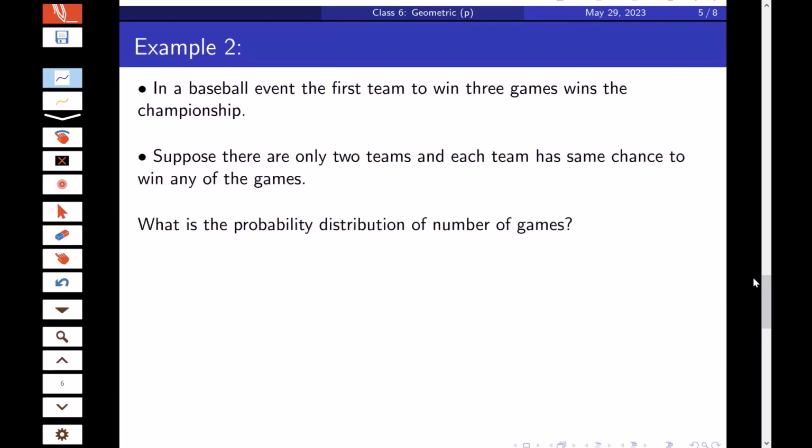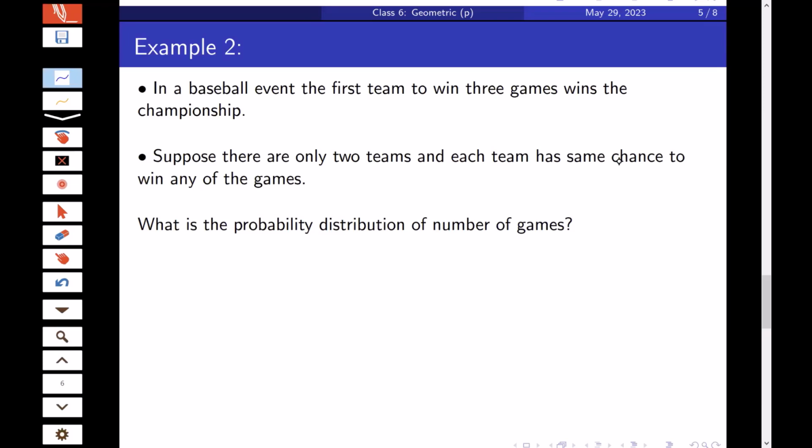Okay, now I'm going to do another example. After this example, we are done with discussing this topic. And in the next video, it will be a little longer, but I will mention more about the next video after this example. Okay, so this example is asking: in a baseball event, the first team to win 3 games wins the championship. Suppose there are only 2 teams and each team has the same chance to win any of the games. What is the probability distribution of the number of games?